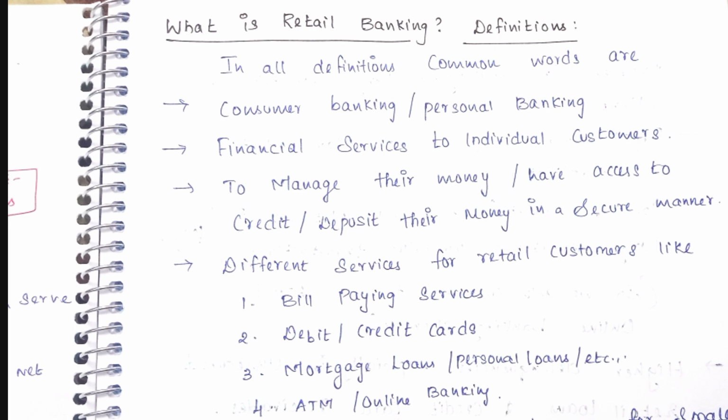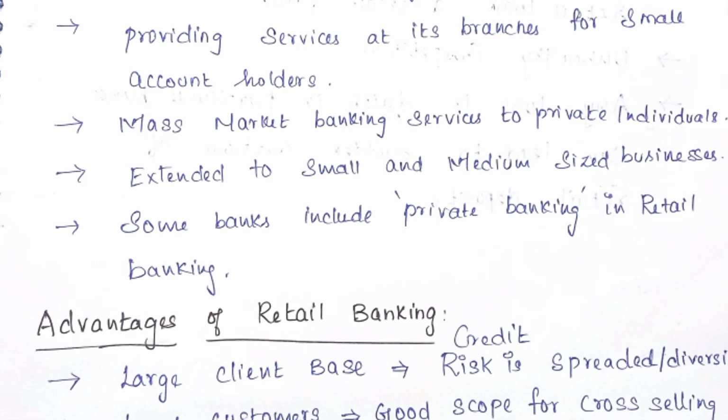Actually, in the book more definitions are given for what retail banking is. If you go through that, these are the common words, you can see what retail banking is, okay? Just once if you go through, you will get a better idea about this. Actually, we also provide all the services at the branch level for small account holders as well as medium sized businesses. Now we have extended it into the retail banking sector, and even some banks take private banking, that is class banking, in retail banking also, okay? These are all the basic definitions of retail banking that are also given in the book.